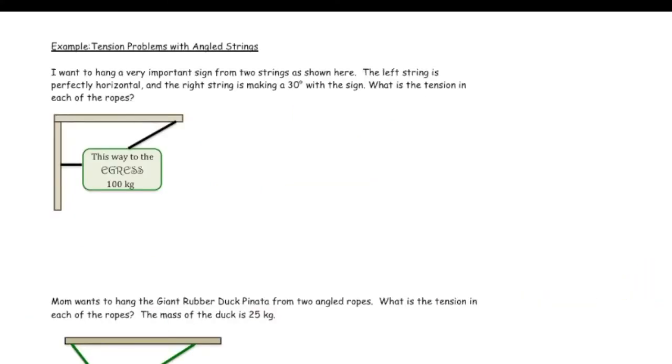I want to hang a very important sign from two strings as shown here. The left string is perfectly horizontal, and the right string is making a 30-degree angle with the sign. What is the tension in each of the ropes?